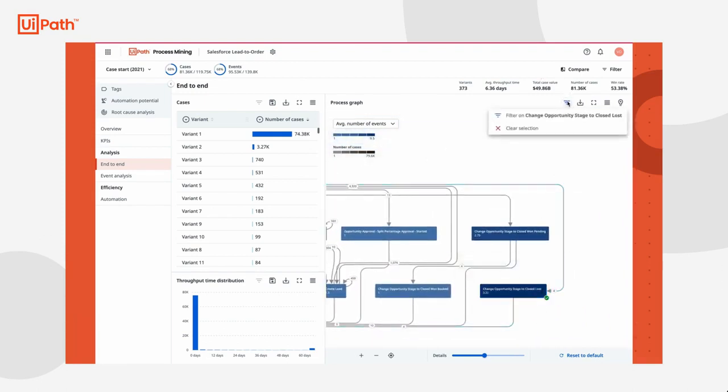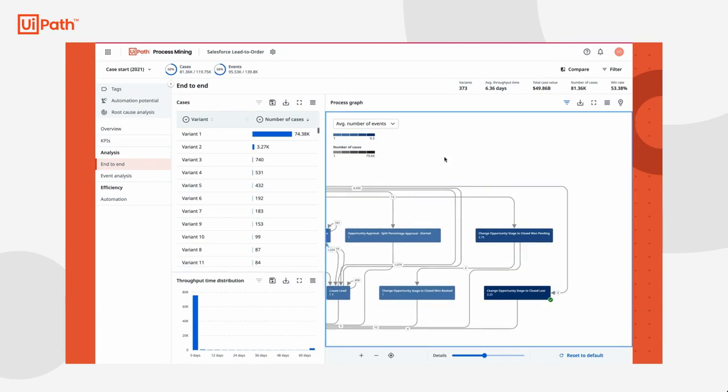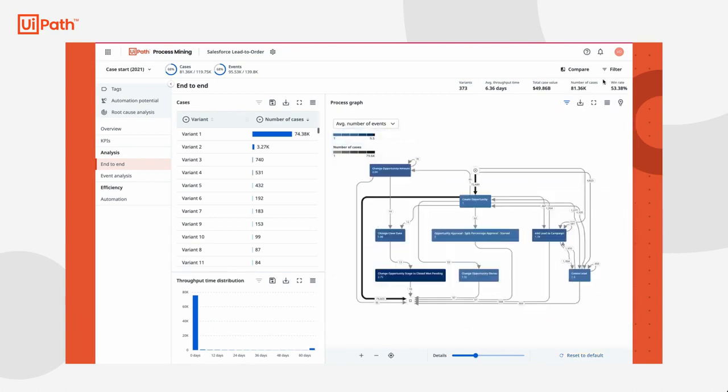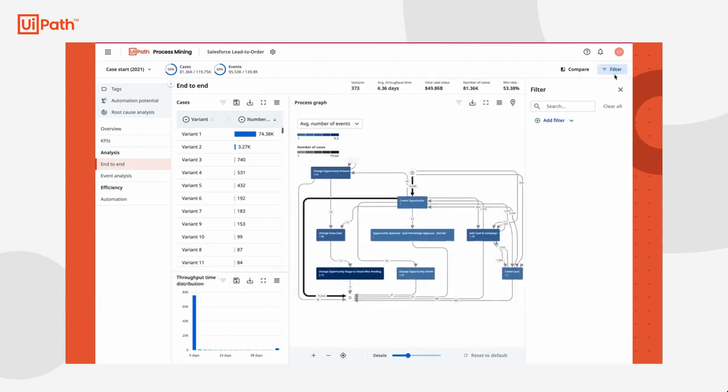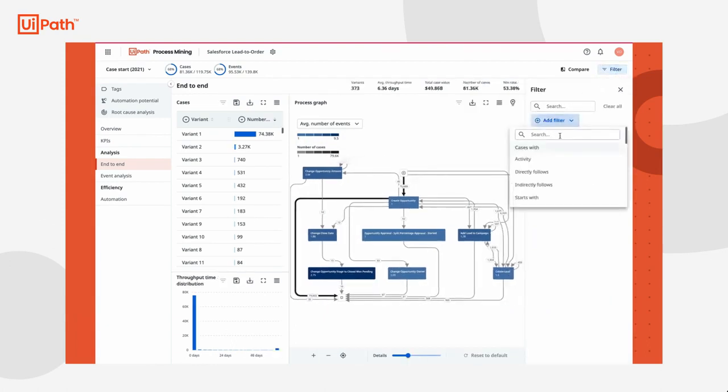Tasha's first objective is to identify ways in which she can help her team increase their win rate, which is currently sitting at just over 50%. To start this process, she filters by cases that were won. Now she can see how the process graph and metrics look only for cases that are won.